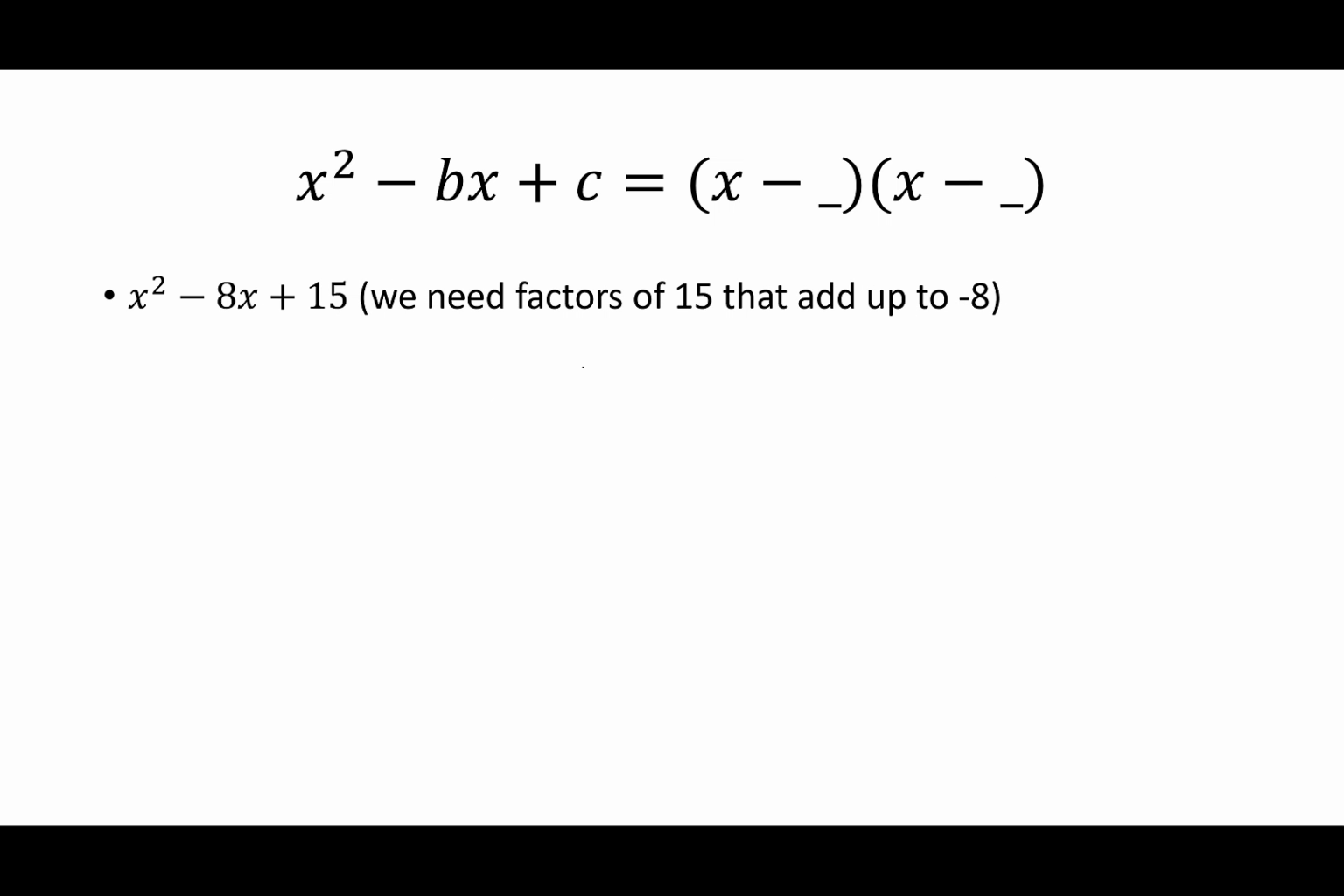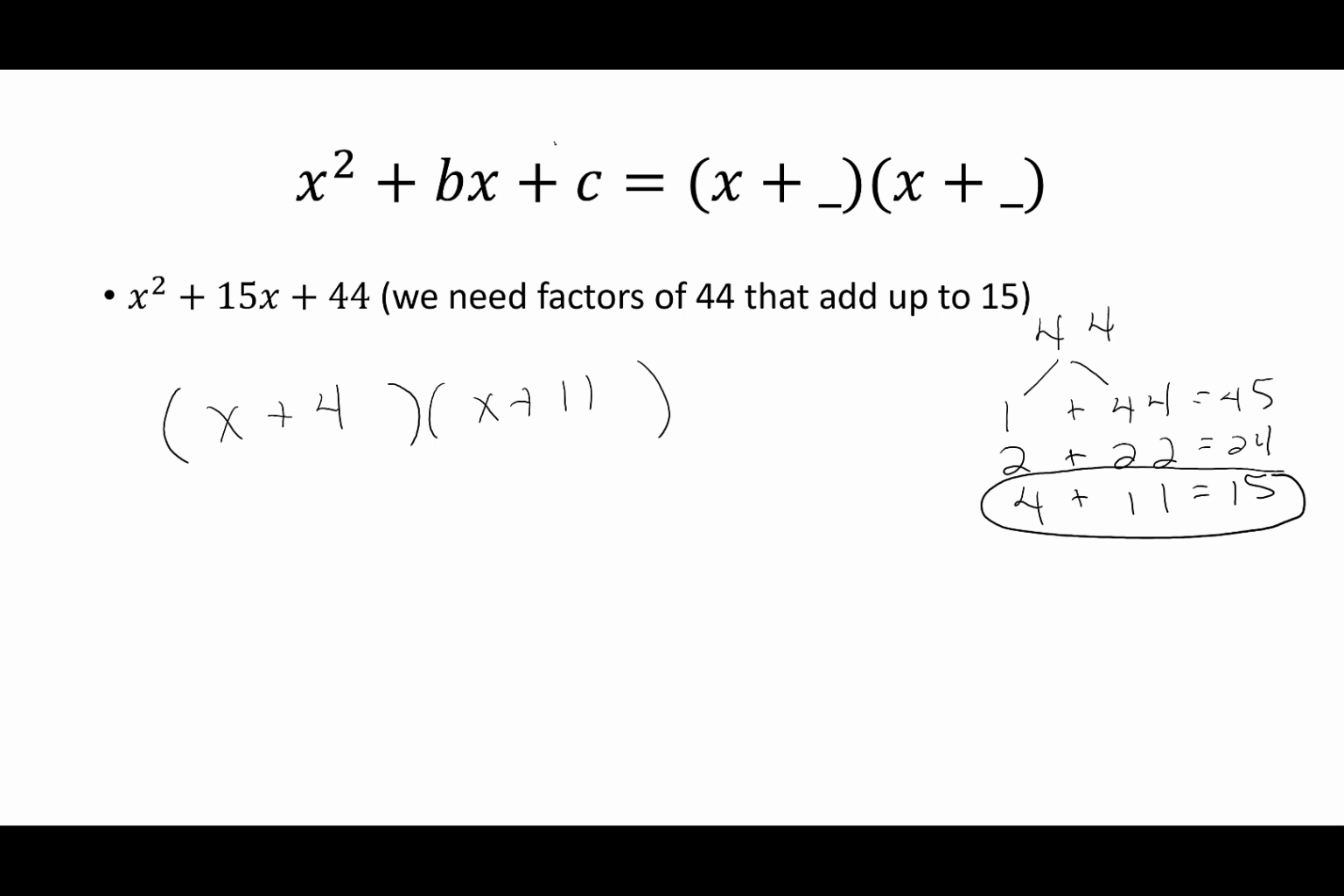And again, we see this plus sign in front of the c, and the signs are going to be the same. They're both negative. So really pay attention to that. When c is positive, you look at the coefficient of b. If it's negative, they're both negative. When it is positive, then the factors are both positive.